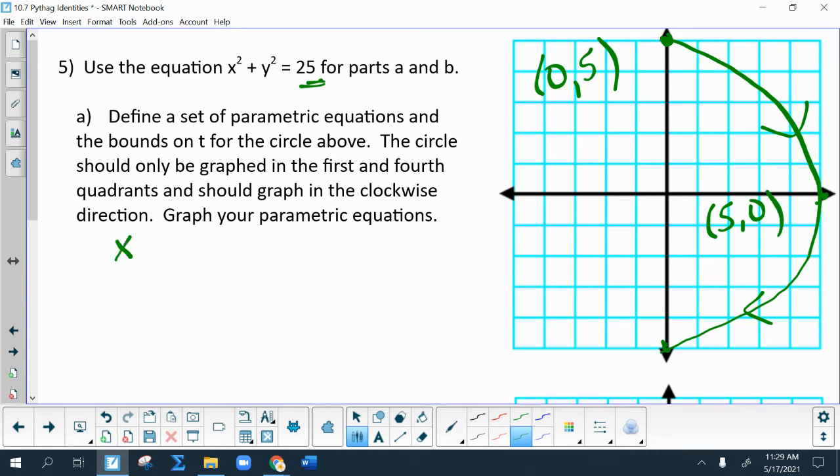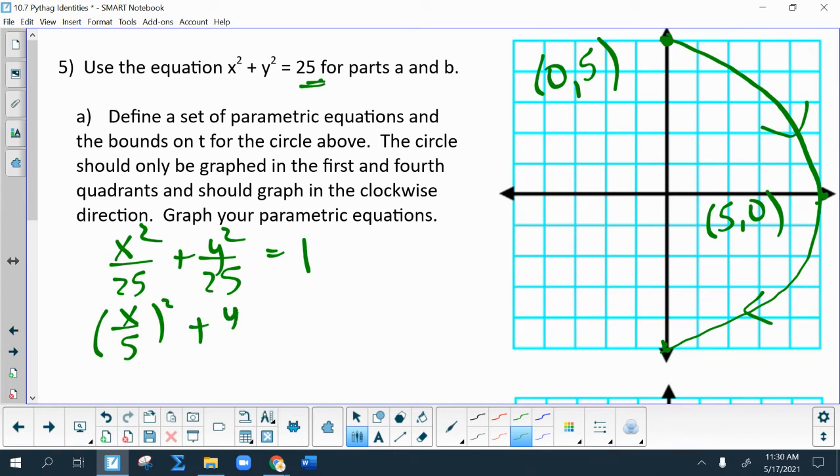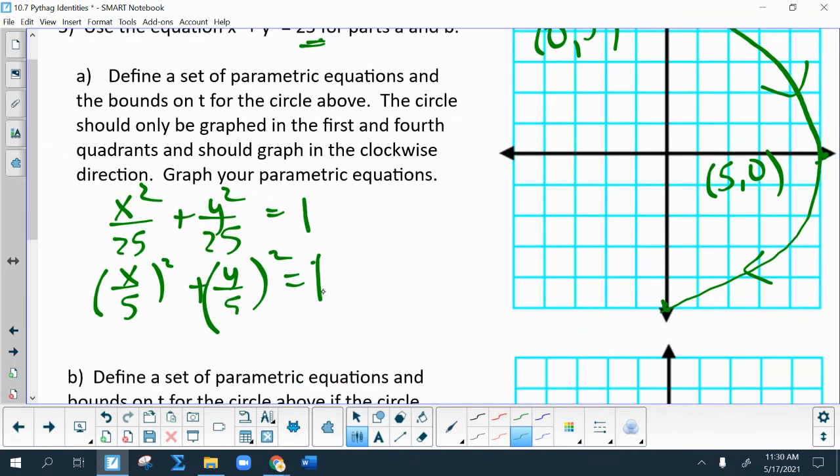The first thing I would tell you to do is to divide the whole equation by 25. So it looks like this. Then you're going to rewrite it as x over 5 squared plus y over 5 squared equals 1. And maybe you don't even need to do this. As you get the hang of this and understand the process, you'll probably be able to jump to the answer a lot faster. So I know that x equals 5 times either cosine or sine, and y equals either 5 times cosine or sine. It depends on where we want it to start and what direction we want to go. We could even make it positive or negative if we wanted to.